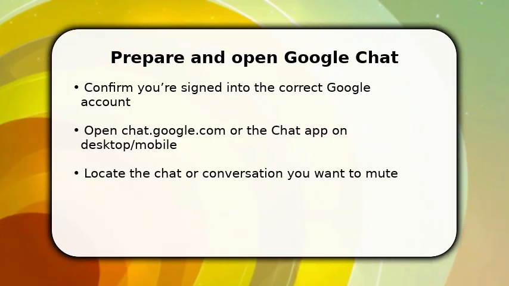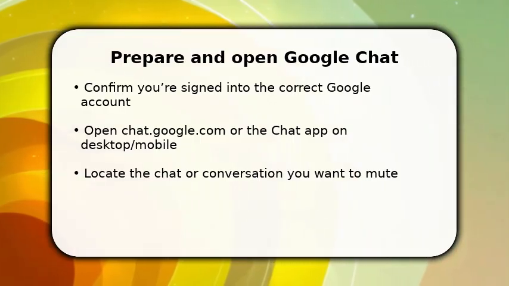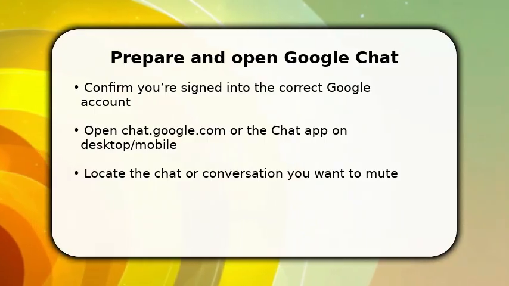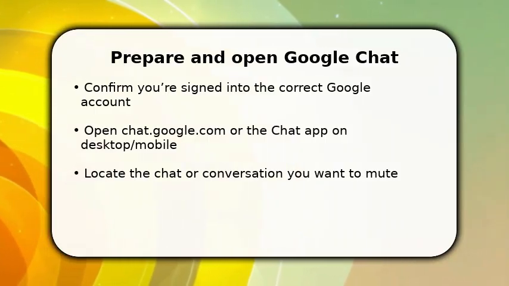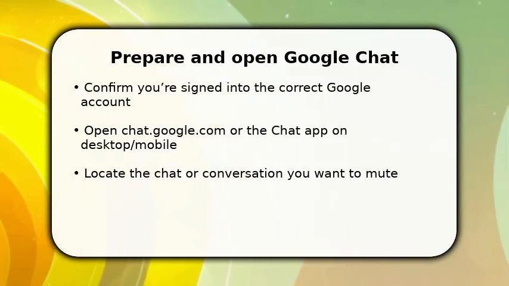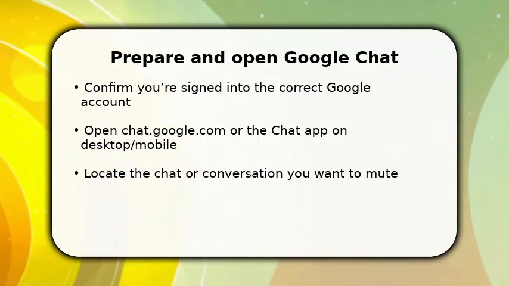You're signed in and ready. Open Google Chat now and find the conversation or space you want to silence. Once you see it, click or tap the conversation to open the thread. If it's a space, check the space header for settings. If it's a direct message, look for the contact's name at the top.